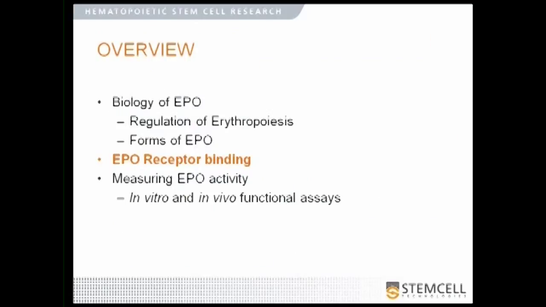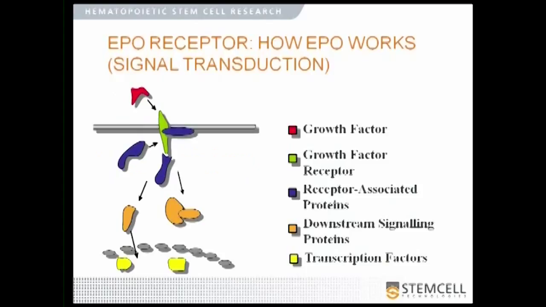I will just take a few minutes to now explain how EPO binding to its receptor actually leads to proliferation and differentiation so that you can see how and where one can design targets to influence erythropoiesis. The act of cytokine binding to a specific receptor on the cell surface initiates a biochemical process we call signal transduction.